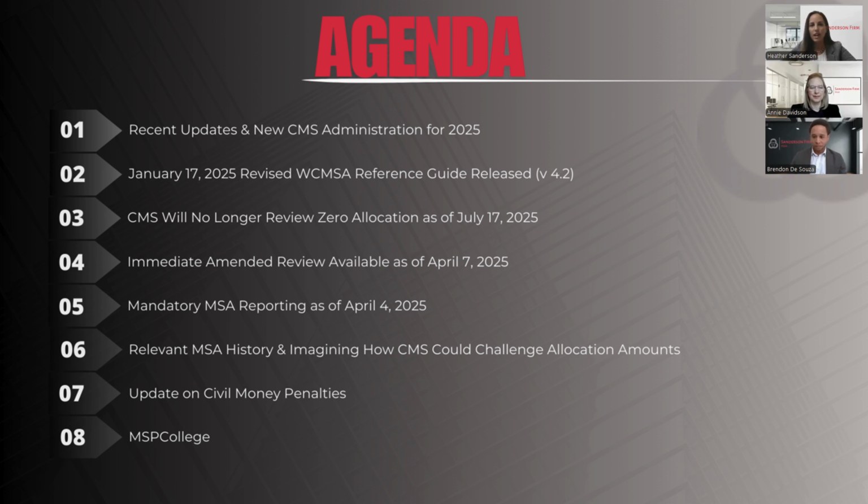So our agenda for today, we're going to talk about some recent updates and the new administration for 2025, both the new actual administration at the executive level, as well as its impact to the Centers for Medicare and Medicaid Services, as well as some changes within the MSP personnel at CMS. We're going to talk about the revised MSA reference guide and some changes there, particularly that Medicare is no longer going to review Medicare set-aside allocations that are zero as of July 17, 2025.